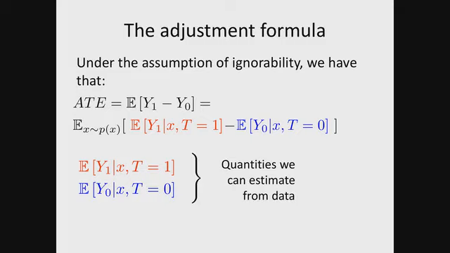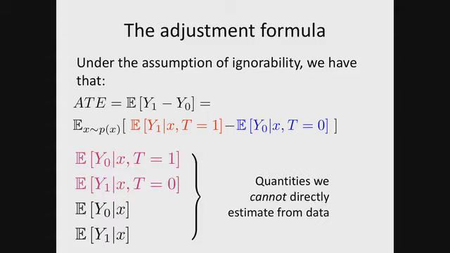But notice there are some things that we can't yet directly estimate from our data. In particular, we can't estimate the expectation of Y0 given x comma T equals 1. Because we have no idea what would have happened to this individual who actually got treatment 1 if they had gotten treatment 0. So these we don't know. And similarly, these we don't know.